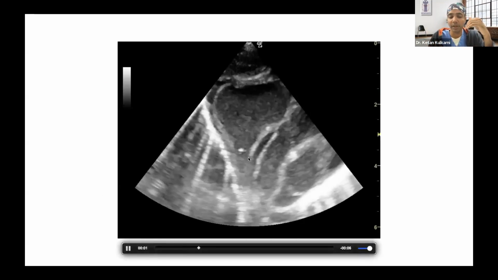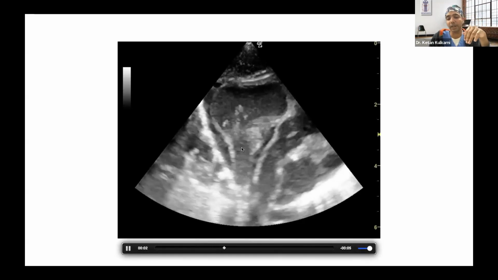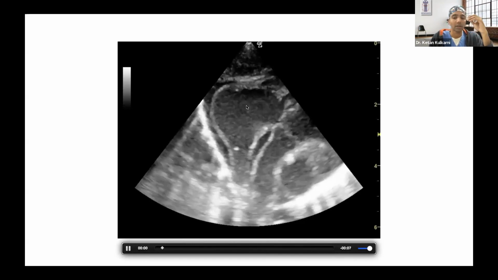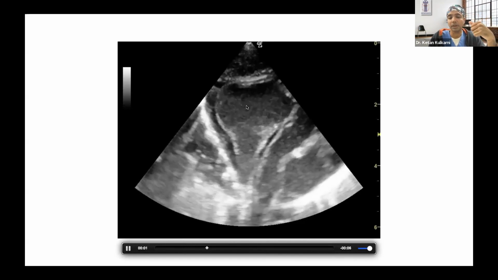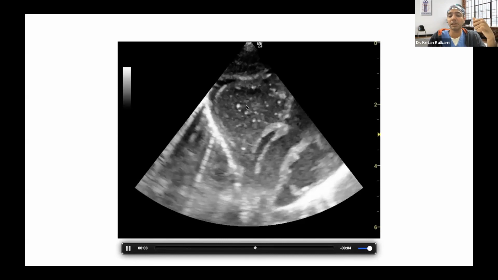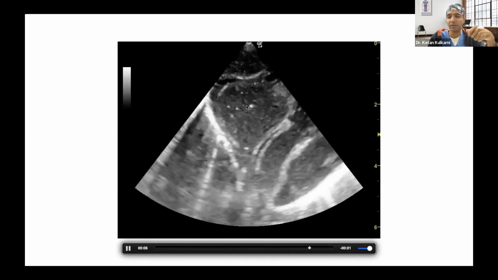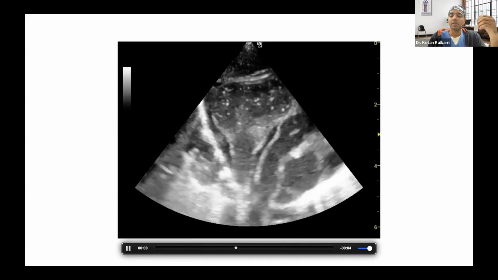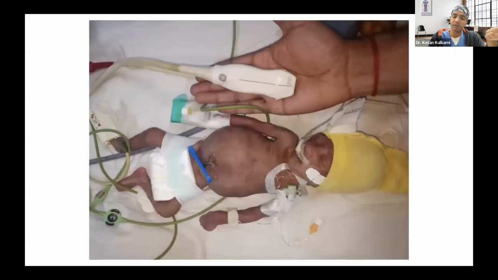This was again the same video. You can see the tip of the vascular catheter and the fountain coming out of it. So it gives better confirmation of where the tip exactly is located. These are a few of our patients. This was one of the smallest ones, 700 grams.